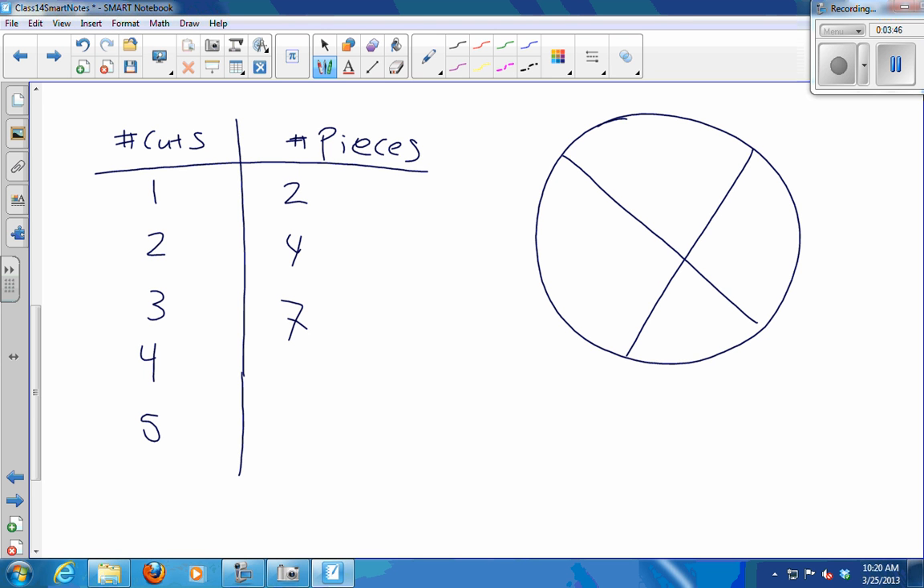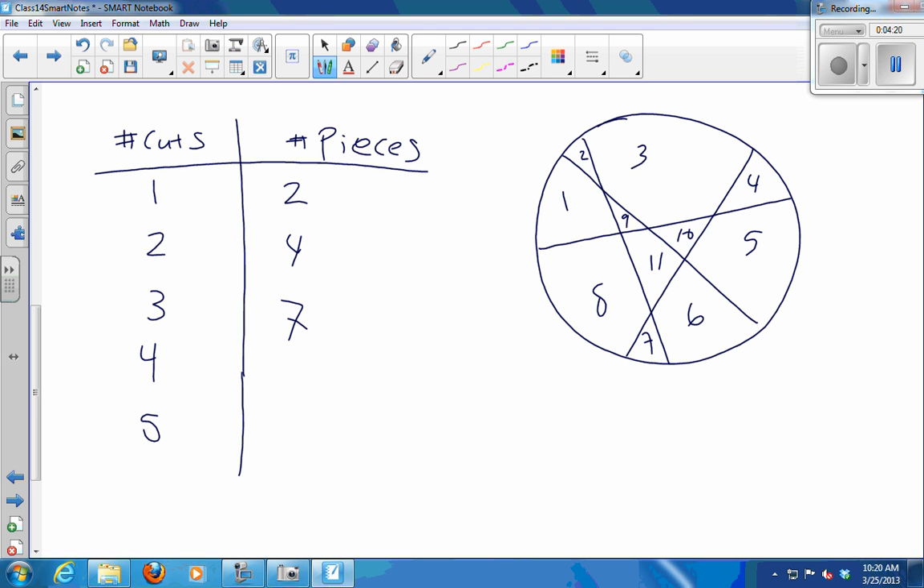So if I put in a new line, say right here, now to put in my 4th line, I want to draw a line that goes through every other line that I've drawn so far. So something like I want to cross all 3 lines I've drawn. So maybe like that. A line that crosses all of the 3 lines I've already drawn. So I have 1, 2, 3, 4, 5, 6, 7, 8, 9, 10, 11.